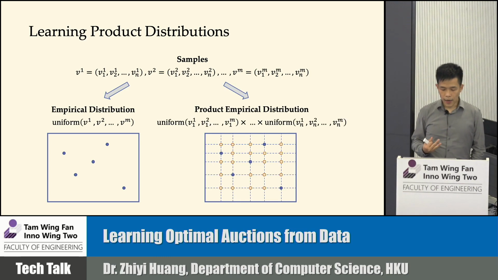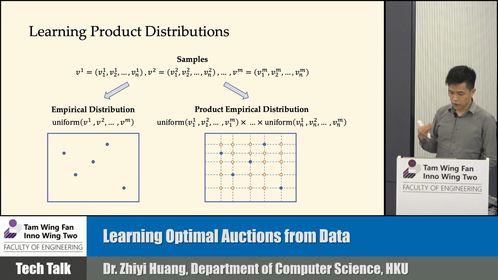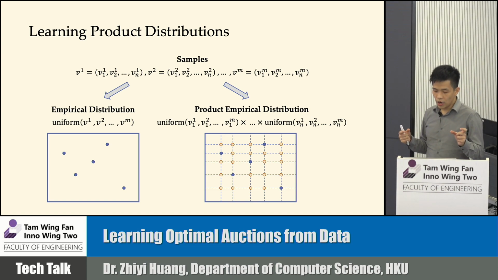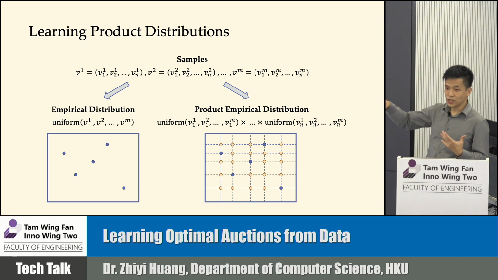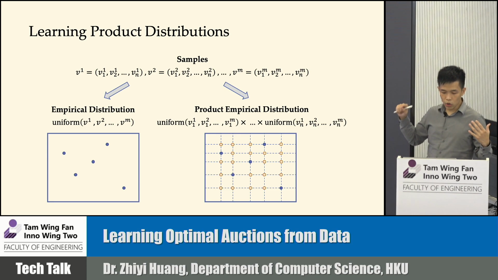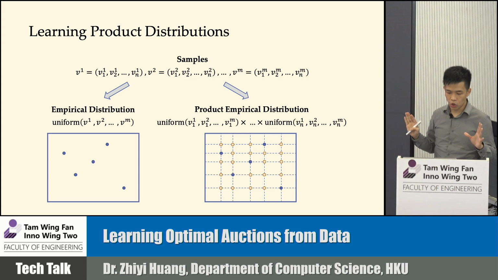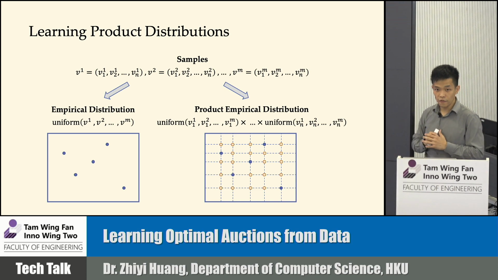So that leads to a natural alternative, which we call the product empirical distribution: let's learn the distribution coordinate by coordinate. For each coordinate, I simply take the uniform distribution over the corresponding entries of the samples, okay? Visually, I'm going to draw these dashed lines in each coordinate for each sample point. And I'm going to take all the orange points, which are the intersections of these dashed lines, and treat them as samples as well. So instead of taking the uniform distribution over only the blue points, let's take the uniform distribution over both the orange points and the blue points, okay?